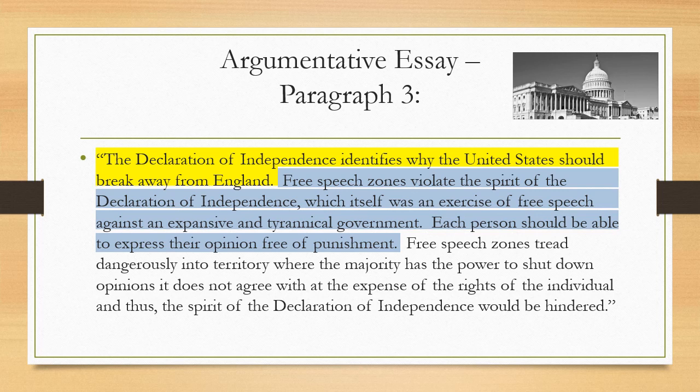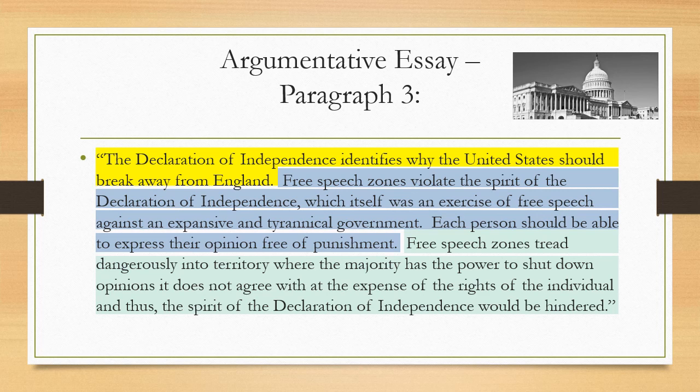Have we scored the point? No, we have not, because we have to say why. We have to close the loop. So the next part: free speech zones tread dangerously into territory where the majority has the power to shut down opinions it does not agree with at the expense of the rights of the individual, and thus the spirit of the Declaration of Independence would be hindered.